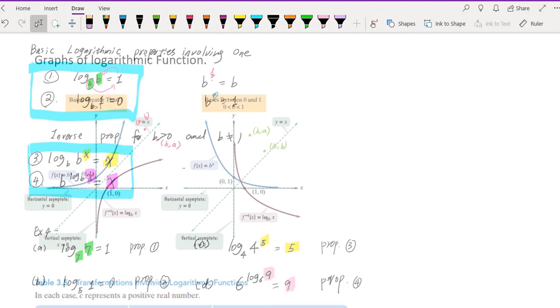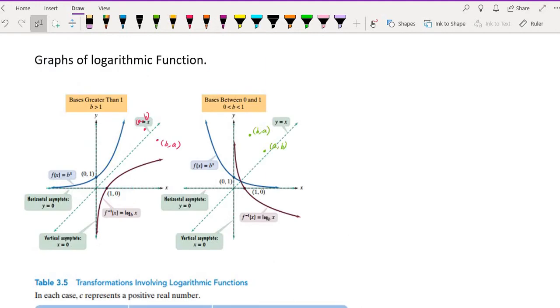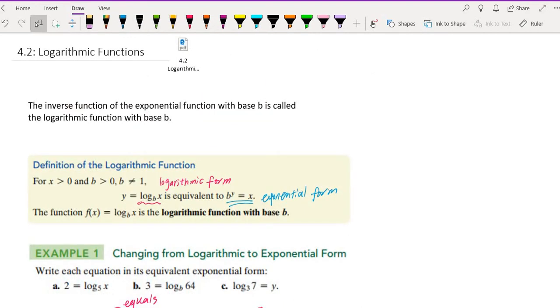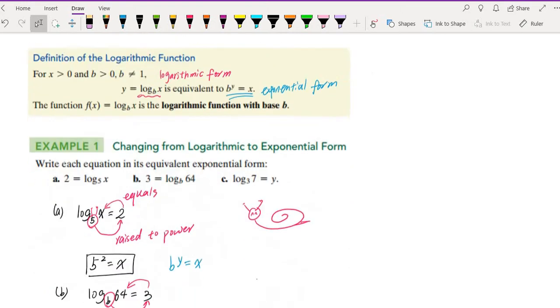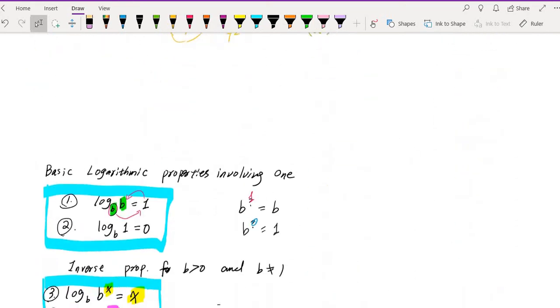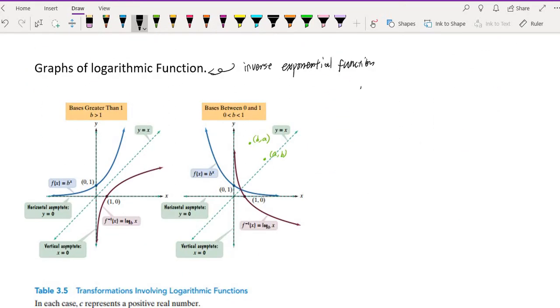Okay, now the graph of a logarithm function. From the beginning we talked about the inverse function of the exponential function. That was the logarithm function, right? So let's go back here and explain this. You have to recall, when we talk about inverse functions, you have to consider that line as your reflection.